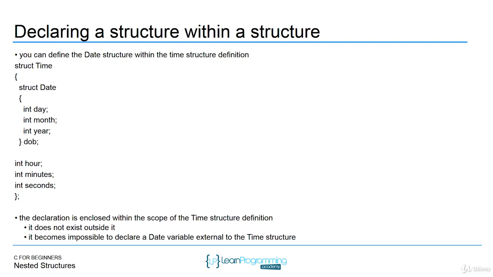Because the date structure is in the scope of time, you cannot access it unless you create a time variable, time struct variable. You can't just say struct date my variable name because you don't have access to that. So date does not exist outside of the time struct. It's impossible to declare a date variable external to the time structure. The only time you can ever use a date structure variable is when you create the time struct, and it will automatically create a DOB variable for you. So this is somewhat limited, but you would use this in a case where you only need the date when it's associated with a time. The date should never be by itself. Then you would do it this way.